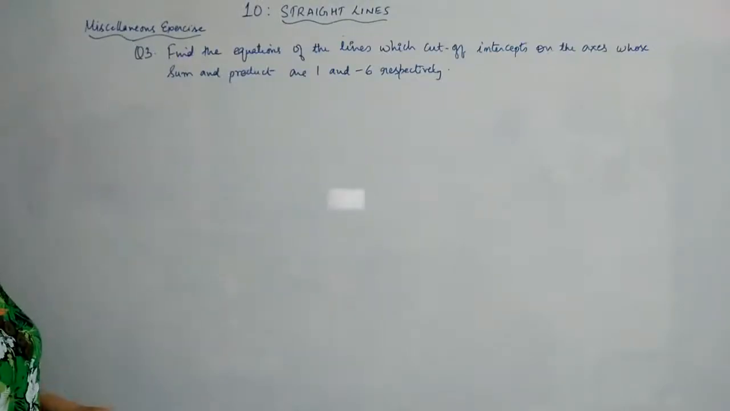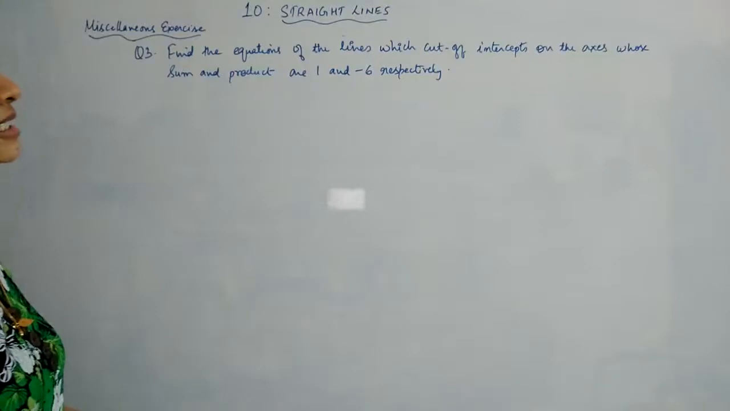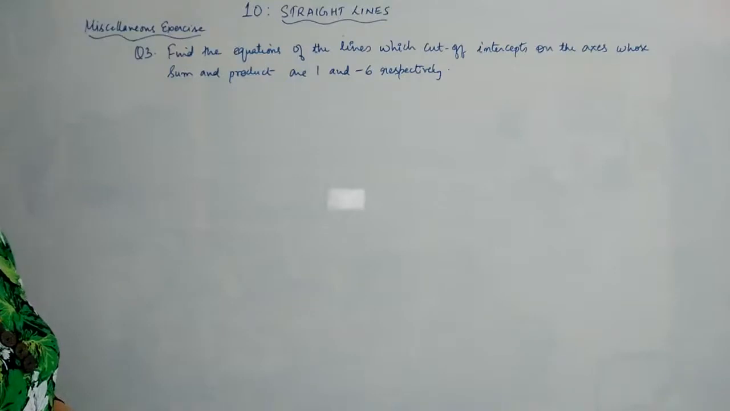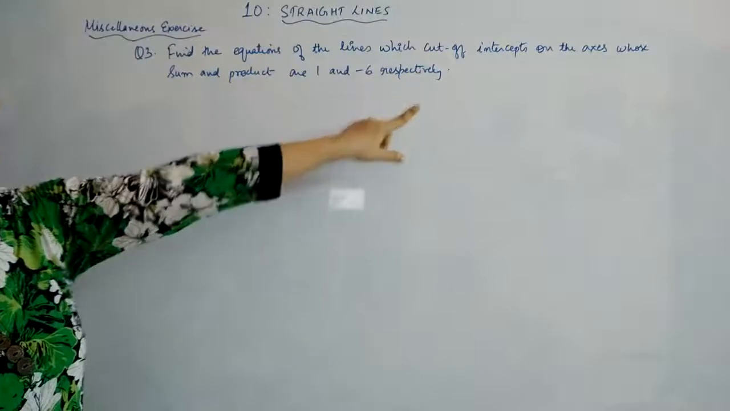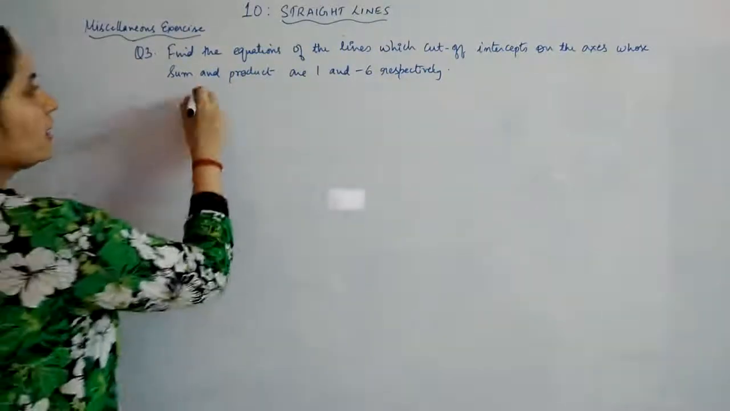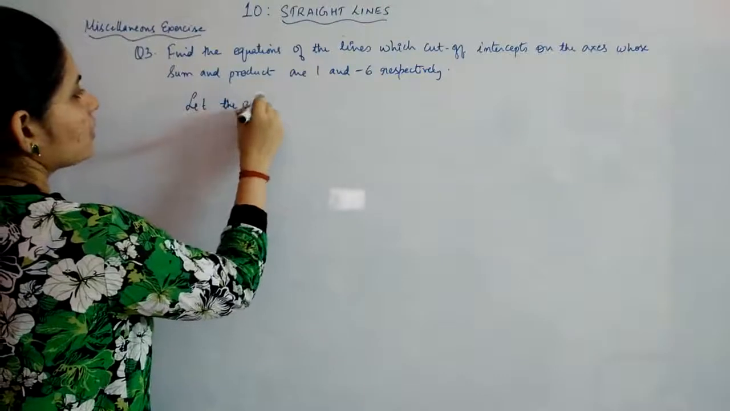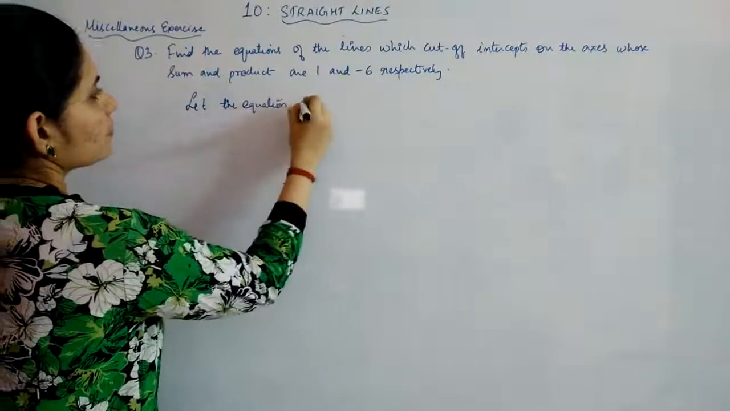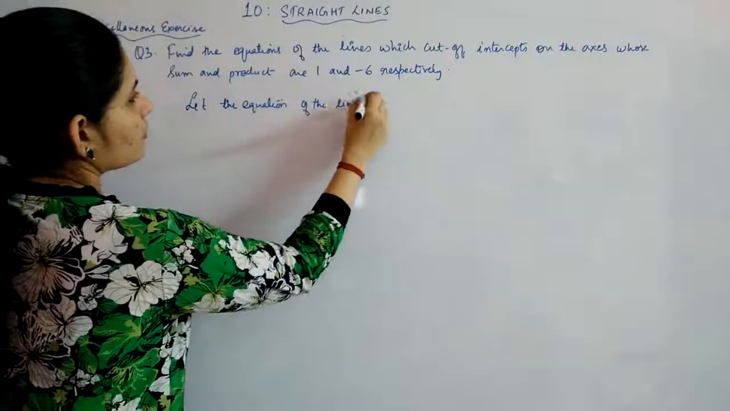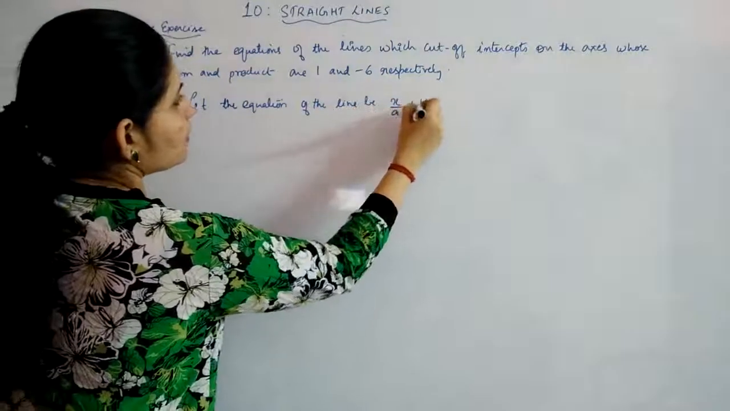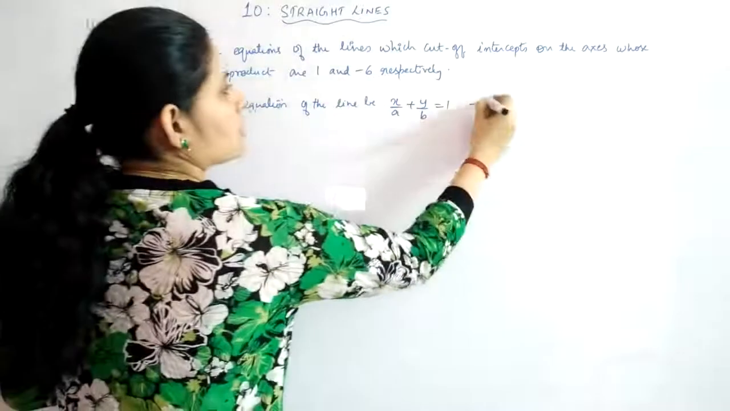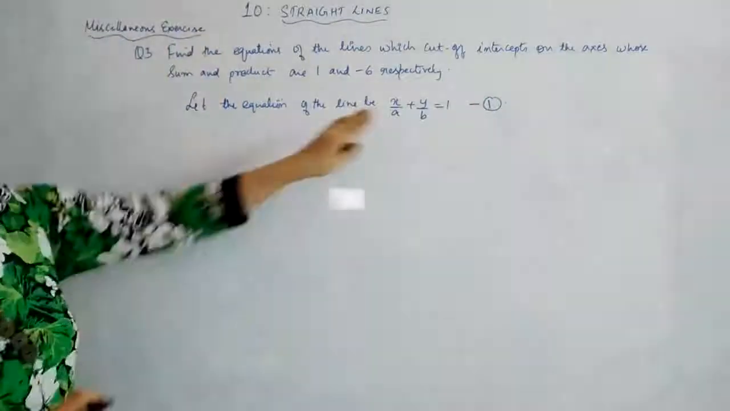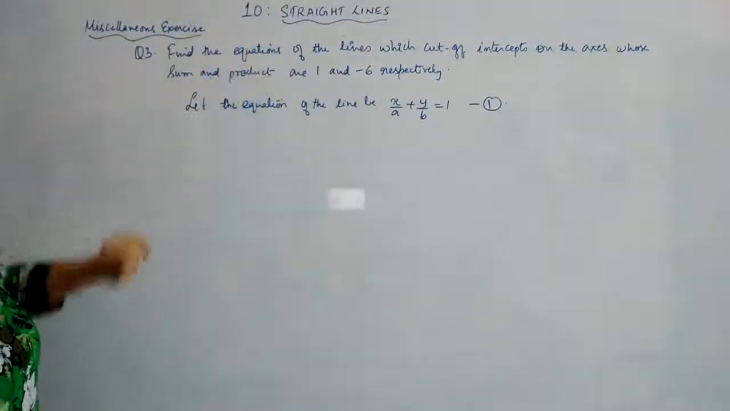Question number 3 is, find the equations of the lines which cut off intercepts on the axes whose sum and product are 1 and minus 6 respectively. So first we will start with the equation in the intercept form. That means intercepts on the axes are given, so let the equation of the line be x by a plus y by b equal to 1, which is your intercept form. Let it be equation number 1, because here only we will substitute the values of a and b to get the equations.